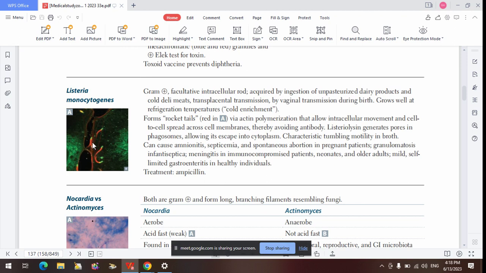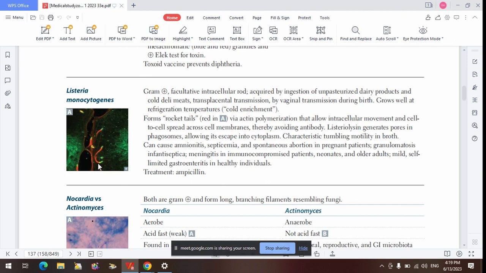Can we appreciate this red stuff in this image? Yeah, those are the rocket tails that are formed by the actin polymerization. So those actin polymerization just substitute for flagella that can allow it to move intracellularly. So it can move within the cells or across the cell. So it can move within the phagocyte or even outside the phagocyte into another cell through those rocket tails.